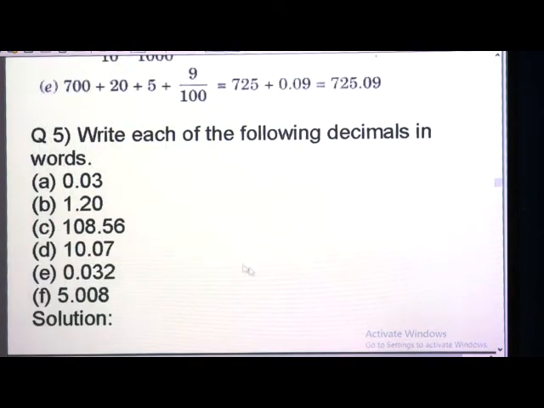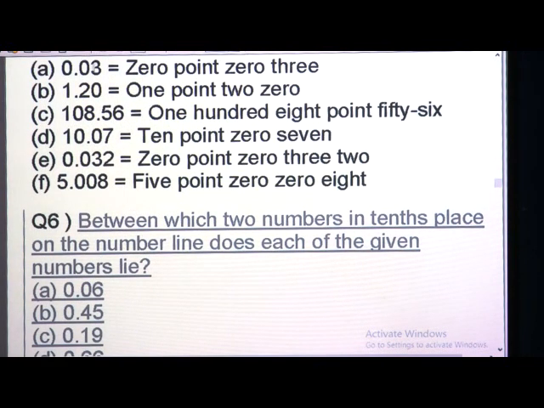Now, question number 5. Write each of the following decimals in words. These are the given decimals, we need to write them in words simply, as we read them. So, here we have 0.03, here 1.20, here 108.56, here we have 10.07, then 0.032, and 5.008. We will move to the next question.